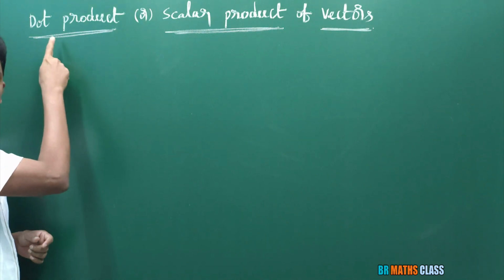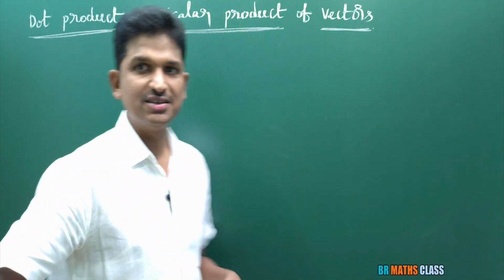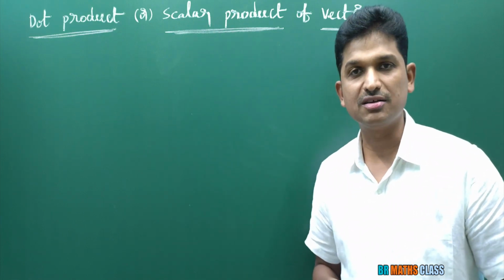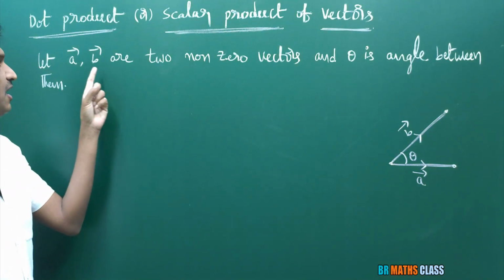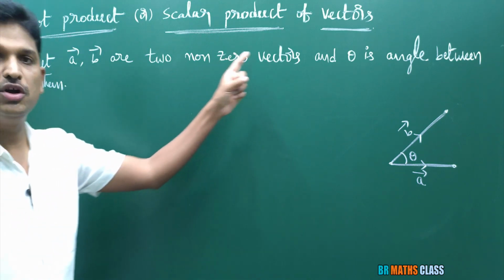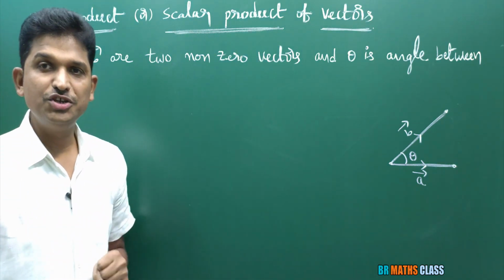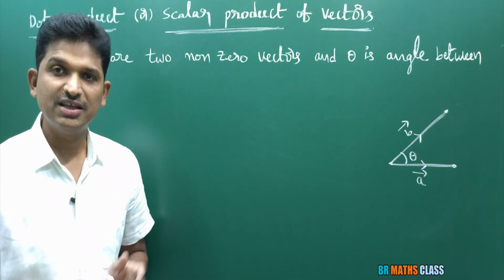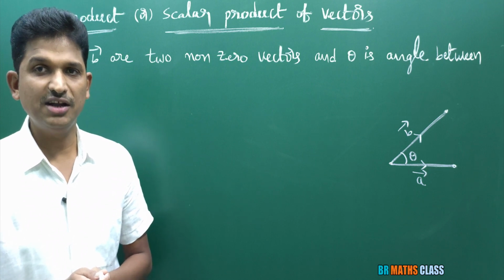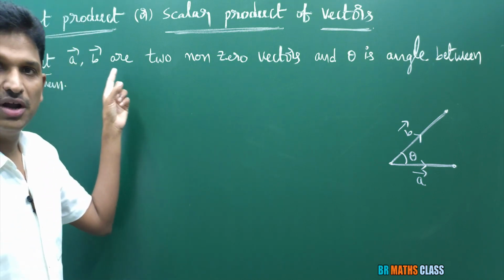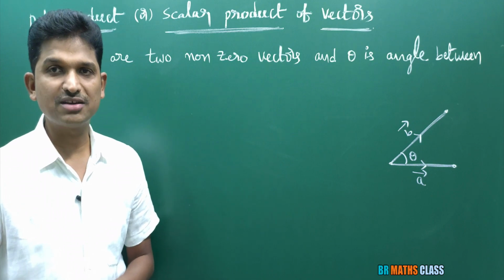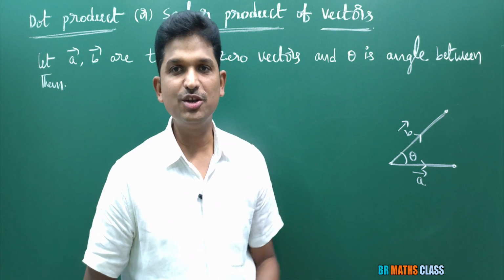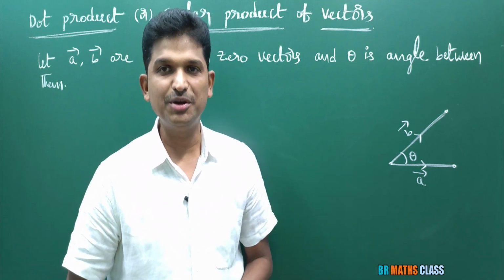You observe this definition, dot product of vectors. Dot product of vectors is also known as scalar product of vectors. Let a bar comma b bar be two non-zero vectors. They are non-zero vectors, it is important. If I take a bar or b bar as zero vectors, then the angle between the vectors is not defined. That's why you need to consider a bar comma b bar as any two non-zero vectors and theta as the angle between them.